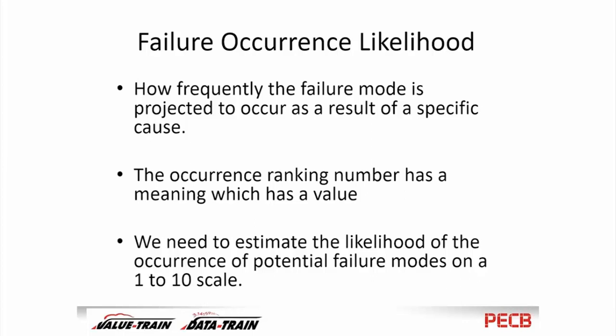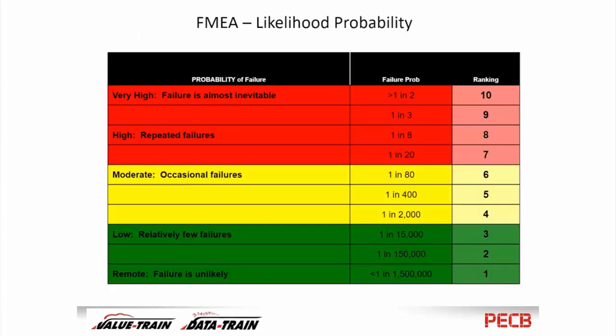And this likelihood is going to also be a 1 to 10 scale. And here is the chart that we're going to give the team for determining the 1 to 10 scale. So over on the right is the scale. On the left are some words that describe the failure probability. And since this is a probability problem, in the middle column here actually is a probability value. So we can make some assessment for what we think.